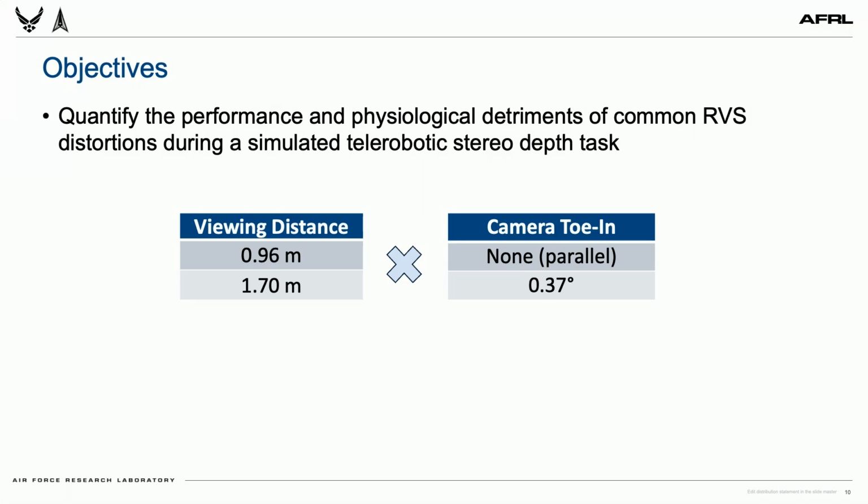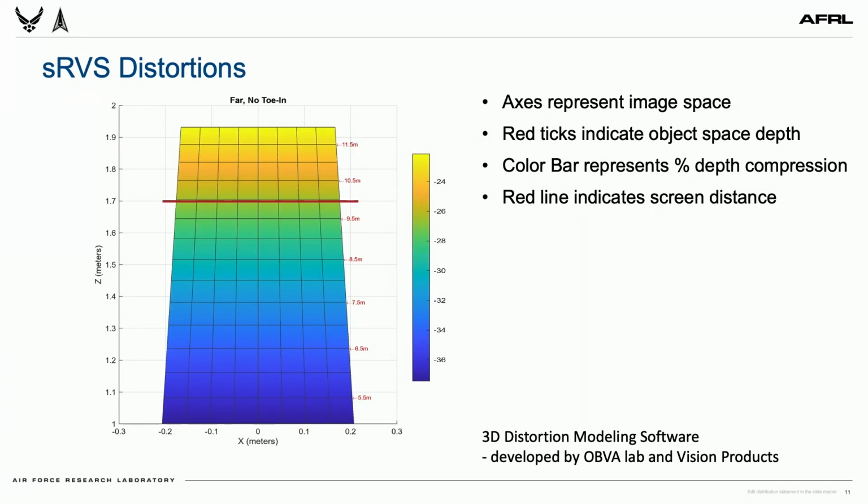Okay, so we looked at these examples that I fortunately mentioned earlier in this paper. And we varied viewing distance and camera toe-in, both at two different conditions. So viewing distance, we had almost 1 meter, almost 2 meters, and camera toe-in, we had a parallel condition, and toe-in of almost 4 degrees. And these were crossed. So I'm going to go into what our image space looked like.